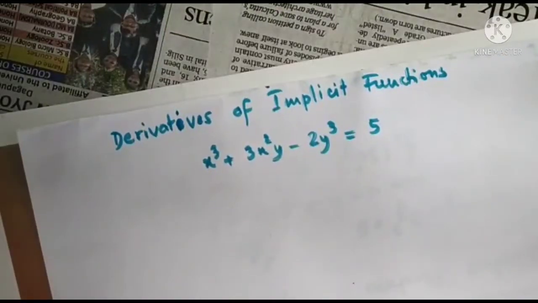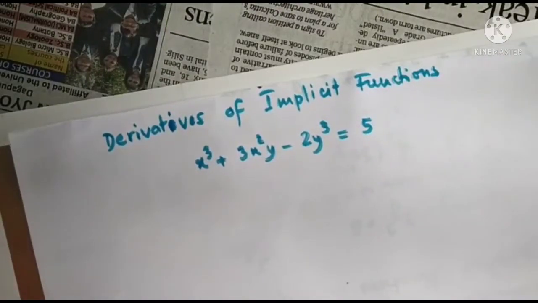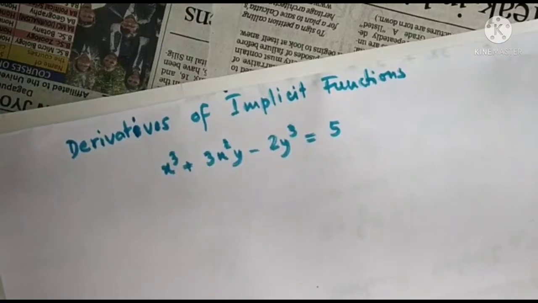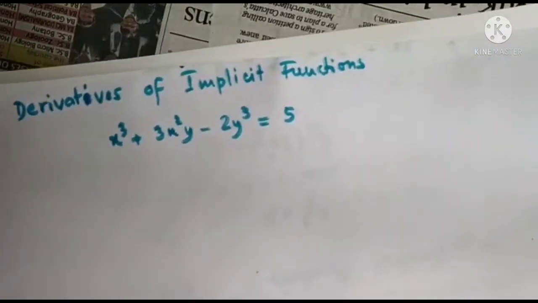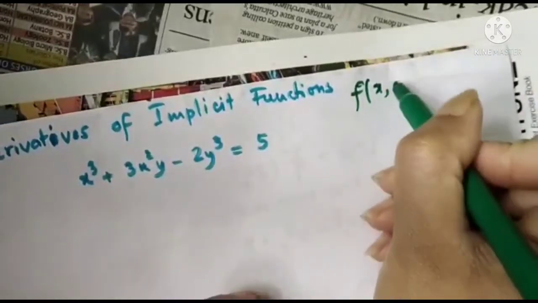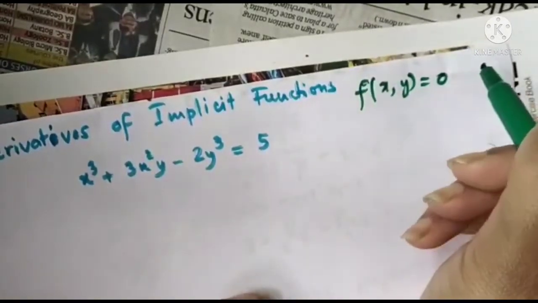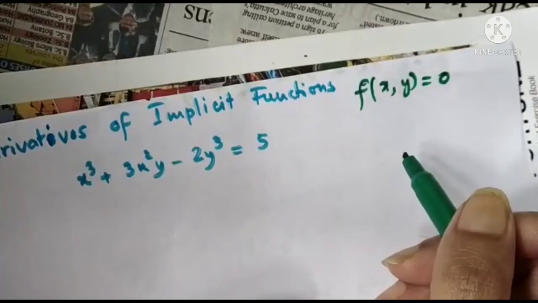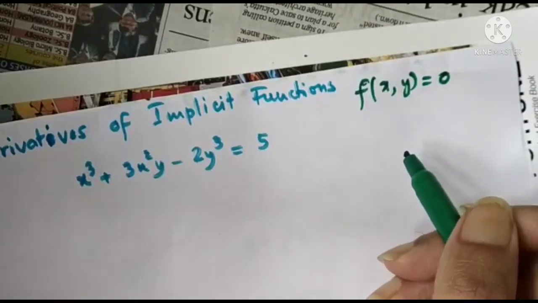Students, in this video we are going to learn how to find the derivatives of implicit functions. But before I begin, let us discuss what implicit functions are. Any function of the form f of x comma y equal to 0 will be called an implicit function. How do you identify an implicit function?